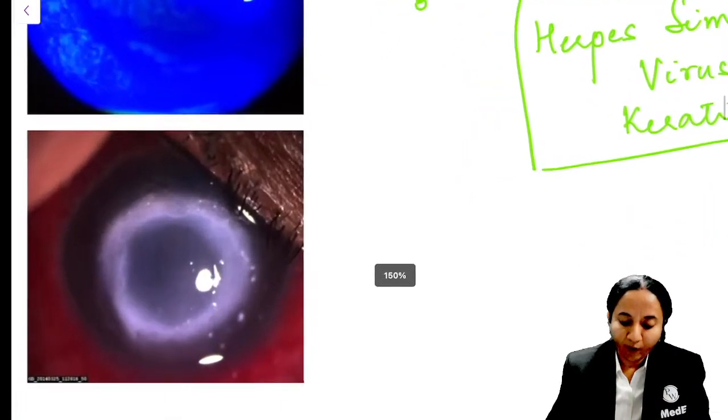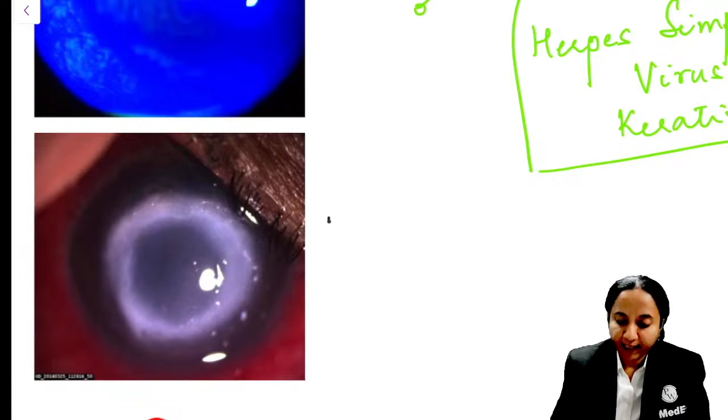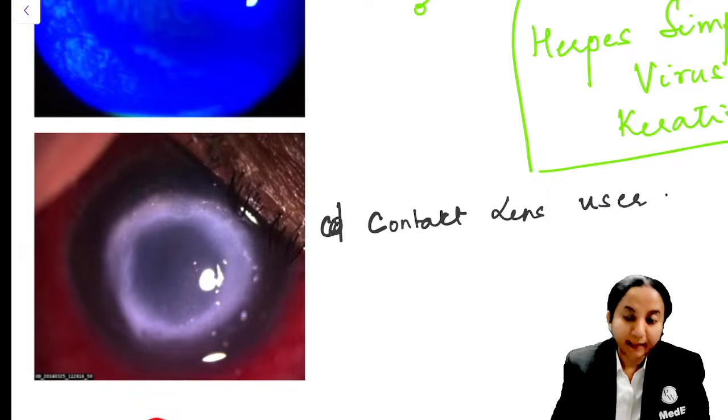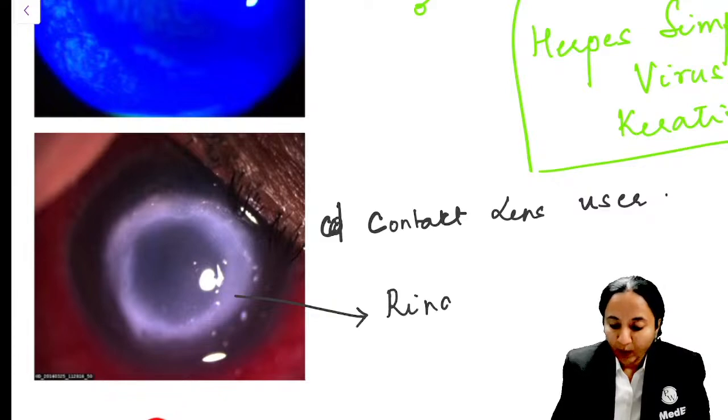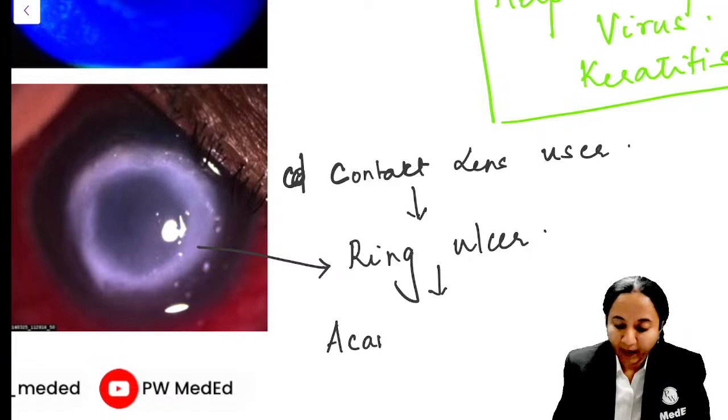Abhi is picture ko dekho, if you get this in the exam and the question mentions that this is a contact lens user, then what will you say if I say this is the ulcer and the patient is a contact lens user? What is this? This is typically, what is this? See, you see, this is what is called a ring ulcer. So, if the patient is a contact lens user and you get this kind of a ring ulcer, then what is our diagnosis? Correct. This is acanthamoeba keratitis.